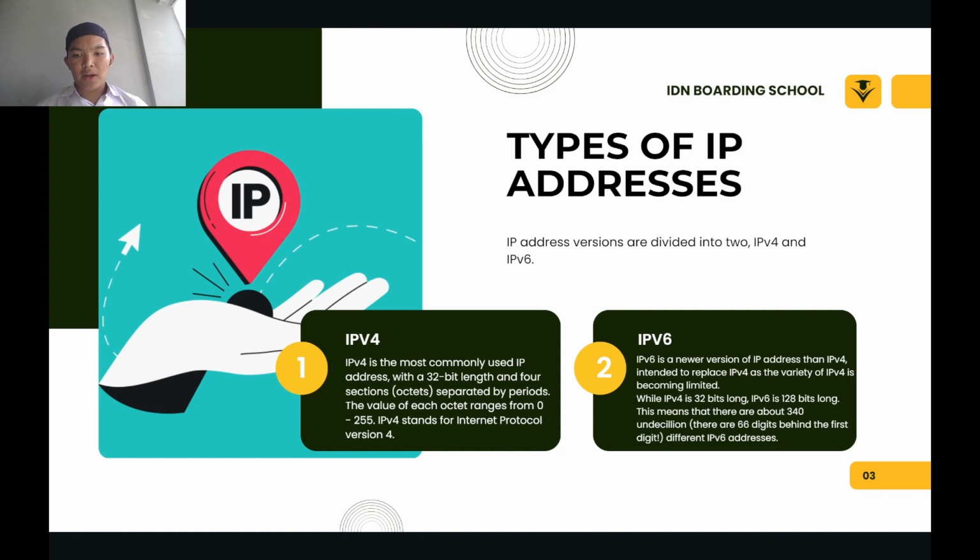While IPv4 is 32 bits long, IPv6 is 128 bits long. Wow, so long. This means there are about 340 undecillion, or 39 digits, different IPv6 addresses. So IPv6 is 128 bits long, and it is divided into 8 groups, and each group has 16 bits. Yeah, it's so long.